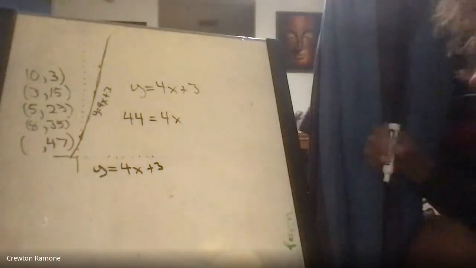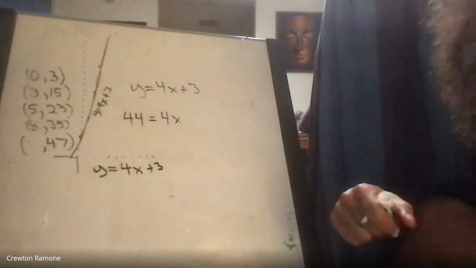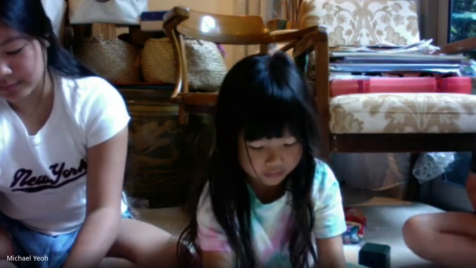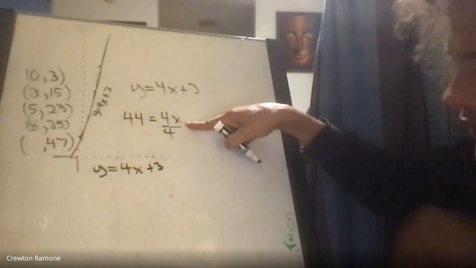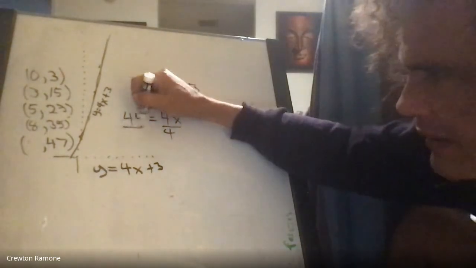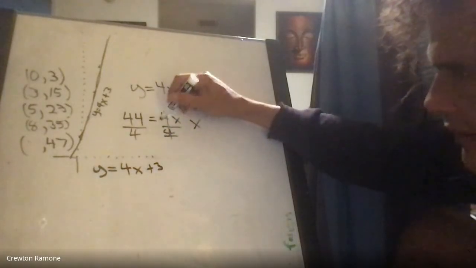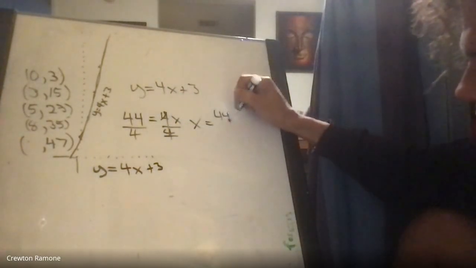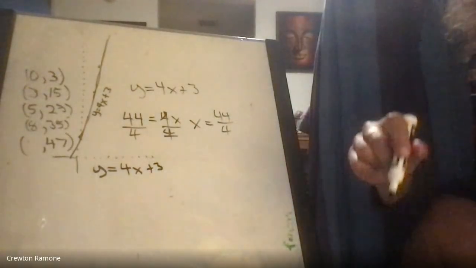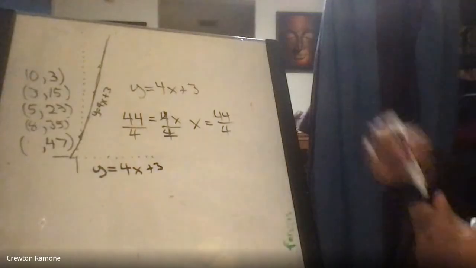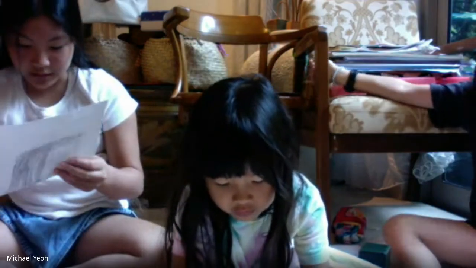All right, so now that's pretty easy. 4 times what is 44? But that's not how we do it. In order to find x, that's no fun, because I don't want to know about 4x. I want to know about 1x. So I got to divide by 4 both sides. And so now I know x is the same thing as 44 divided by 4. What's 44 divided by 4? It is 11. Good job. Because 4 times 11 is 44. There you go. All right.